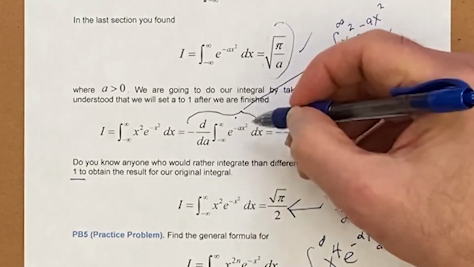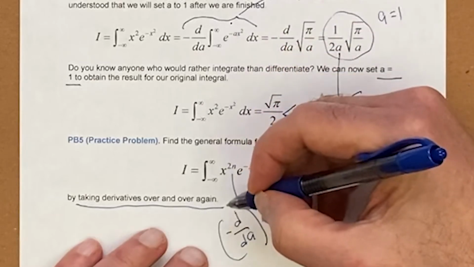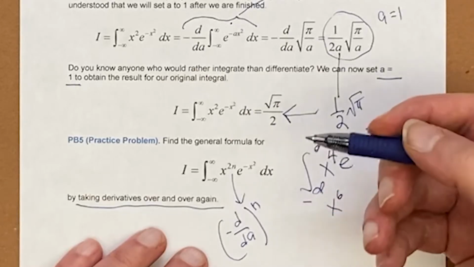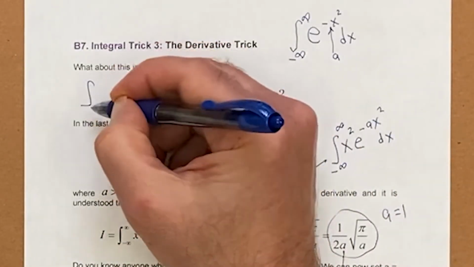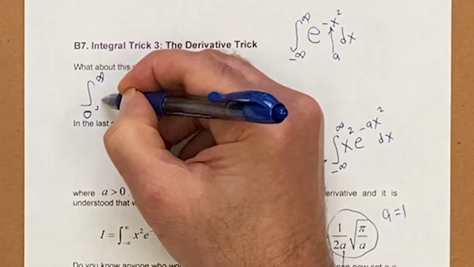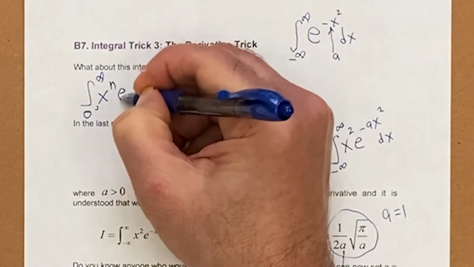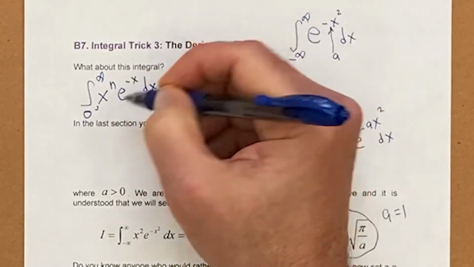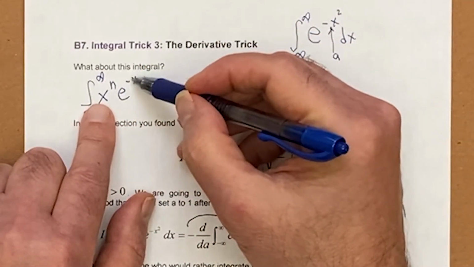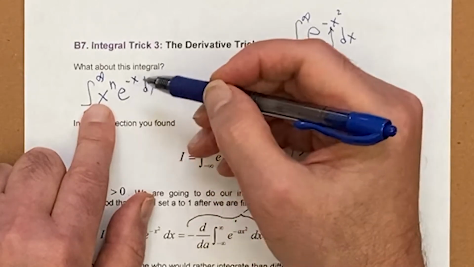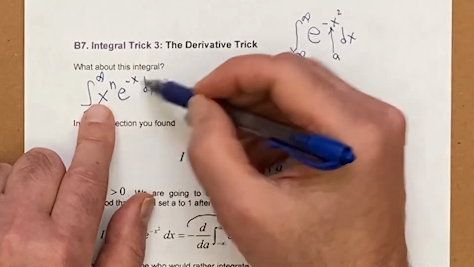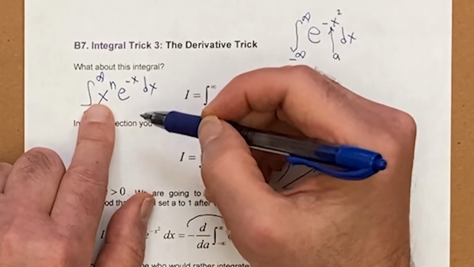Now you can do maybe 3 cases and psych out the pattern. And then you could write down the nth case. So you're interested in going from 0 to infinity of x to the n, e to the minus x dx. And remember, you're going to want to put that a in there, because unless you have that a in there, you're not going to be able to do anything. The derivative trick means take a derivative with respect to something else, not x, because that's going to mess up. You can't mess with x. So you have to have another parameter.